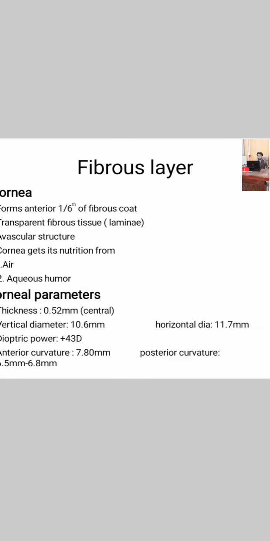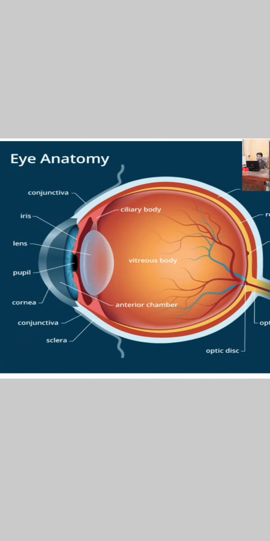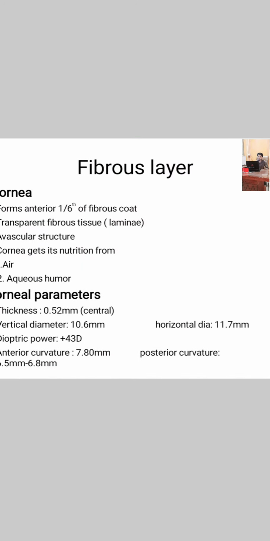Now we will discuss the layers one by one. The first layer is the fibrous layer, which contains the cornea and sclera. The cornea forms the anterior one-sixth of the fibrous coat. It is a transparent fibrous tissue and an avascular structure. The cornea gets its nutrition from the air and aqueous humor.